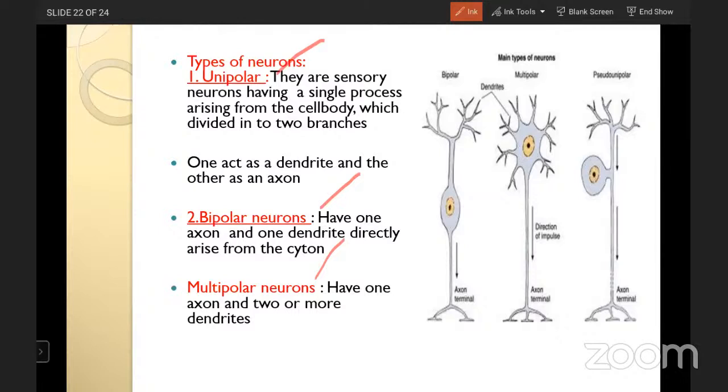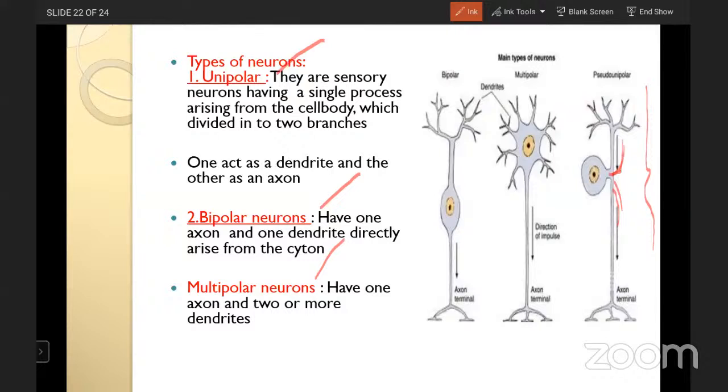In unipolar, here in this picture, they are sensory neurons having a single process arising from the cell body, which divides into two branches. So here from the cell body, a single branch is there, which is divided into two branches. A single process is divided into two processes. That is known as a unipolar.